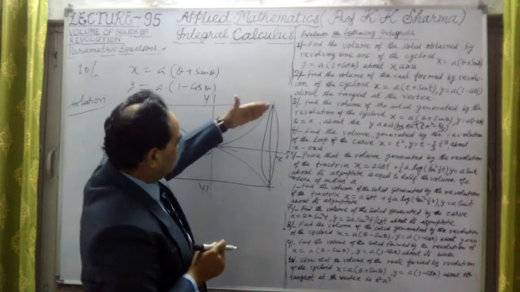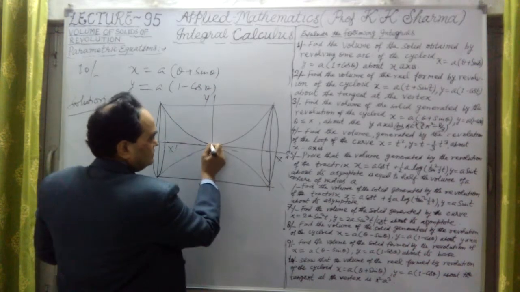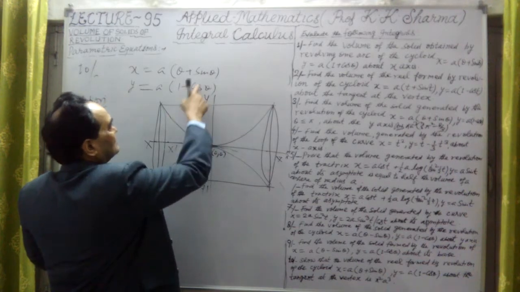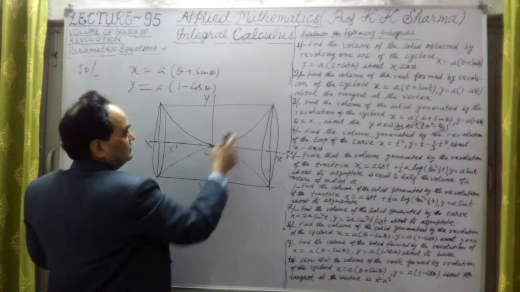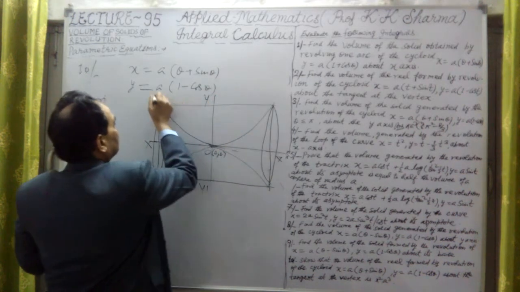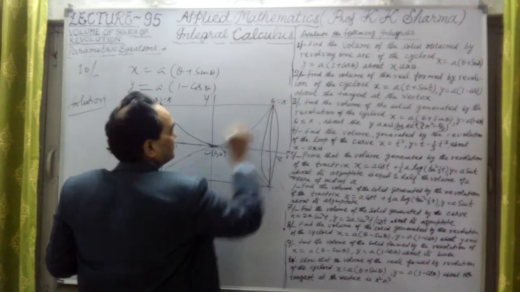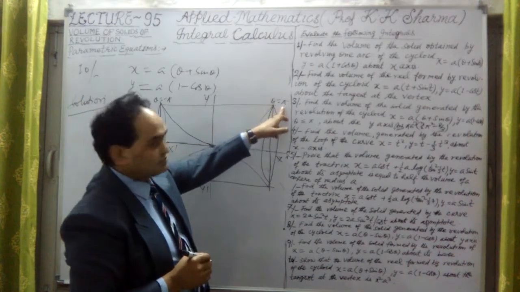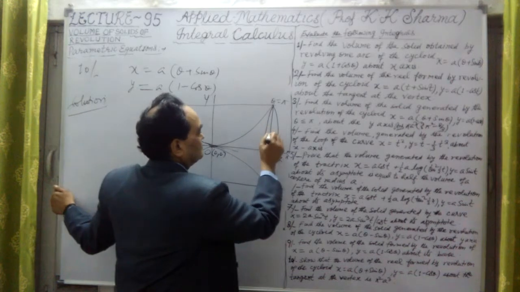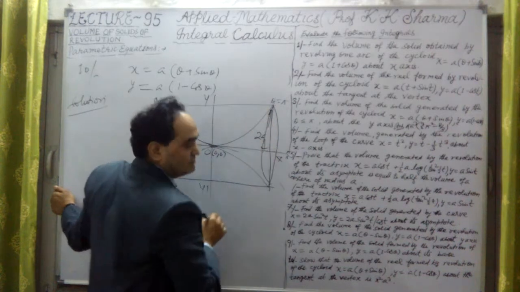So if I revolve this curve, at theta 0, it is 1 minus 1, so it is at the point (0, 0): x is 0, y is 0. At theta pi, it is 1 plus 1, so y is 2a, twice a. This height is twice a up to this point.